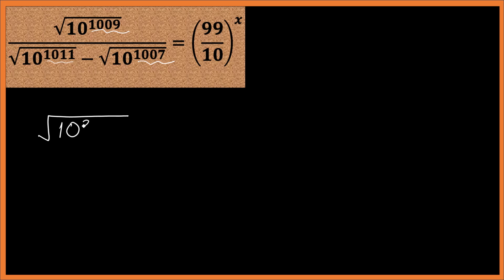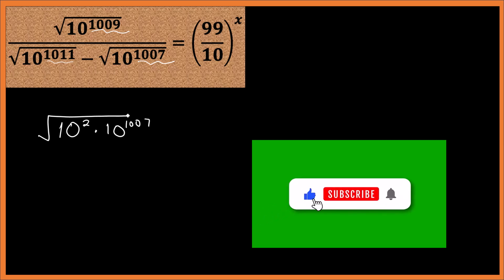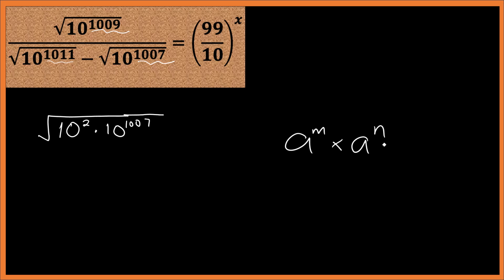2 times 10 raised to 1007. Now when we're given a raised to m times a raised to n, the bases are equal, so I'll add the powers: a raised to m plus n. So 2 plus 1007 is 1009.